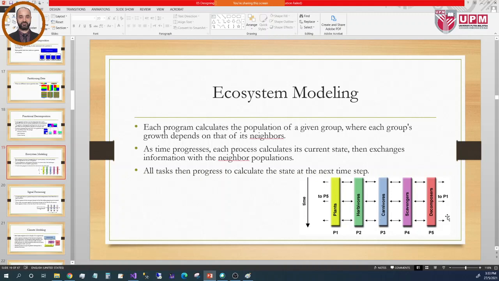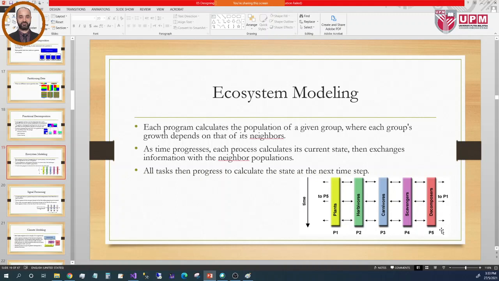So in this case, what we have to do is calculate many things for many types of groups here. So maybe plants, herbivores or whatever, or carnivores, I don't know how to read them, all of that stuff.